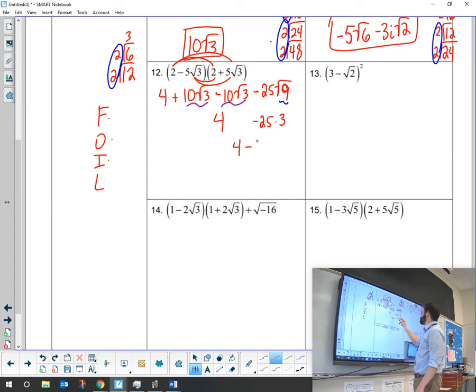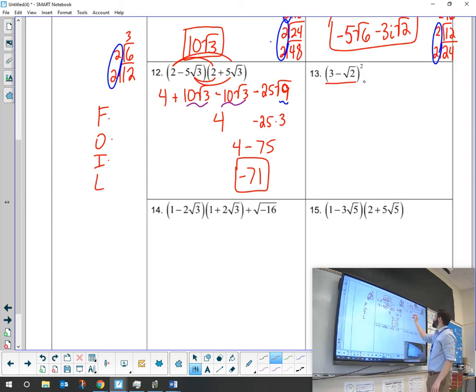Well, 25 times 3 is 75. So 4 minus 75 is going to be negative 71. Okay? So that's really just how it works out. All right? We cancel it out, and we actually get a whole number. This whole big mess just gives us a whole number. Pretty cool. Okay, now let's try this one.